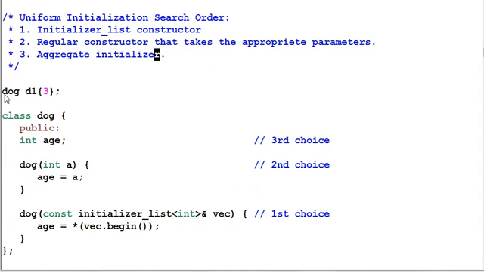So when a compiler sees a dog is initialized with curly brace 3, the first thing it would do is search the class dog for an initializer list constructor like this. If that is found, it will take 3 as a single item array and pass it over to the initializer list. If that is not found, it will search for a constructor that takes a single integer as a parameter. If this is not found either, it will try to take the dog class as an aggregate class and call the aggregate initializer for the age.